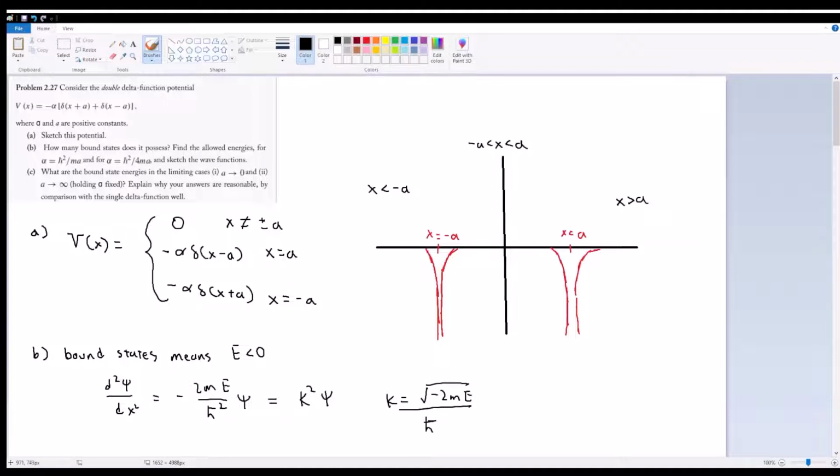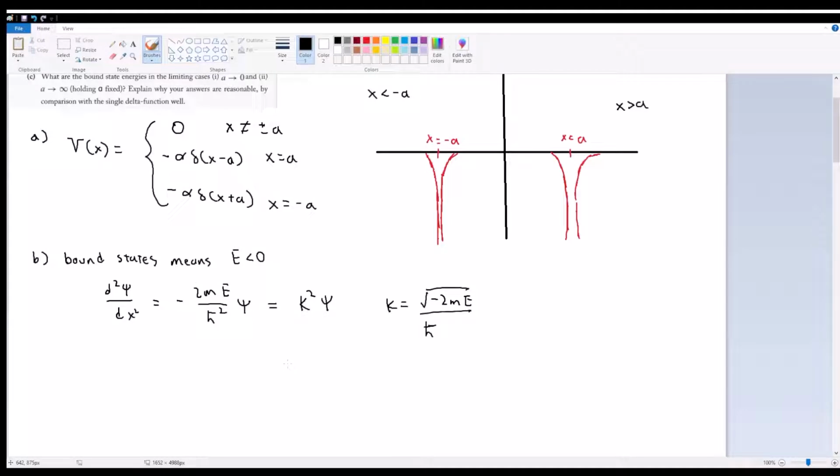And once again, the reason we're defining k this way with a negative inside the square root is that E is negative, so the negative that is internal in the E cancels out with the negative at the front of the 2. And I messed up this fraction a little bit, apologies. Anyway, if we do this, then the resulting solution is going to take on the form of exponentials.